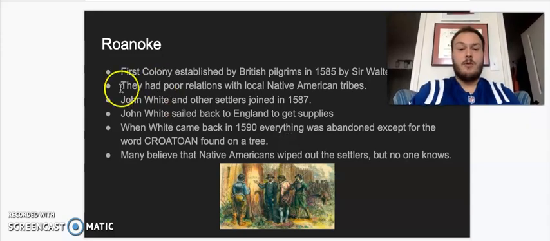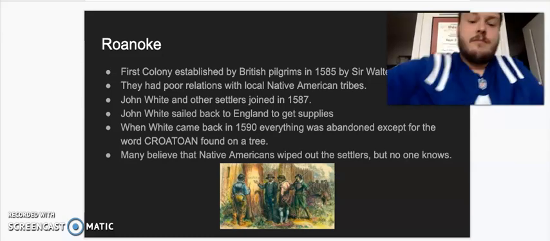The widespread belief is that many believe that Native Americans ended up wiping them out because there were such poor relations. But again, no one knows. It's kind of a really cool American mystery and one that's kept me very interested for a long time. But this was near the James River in Virginia.